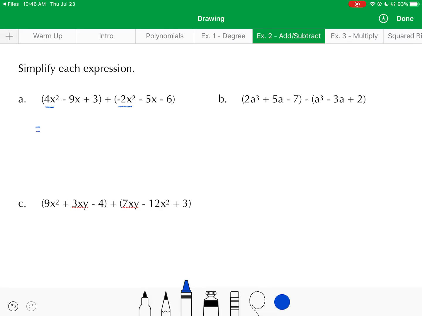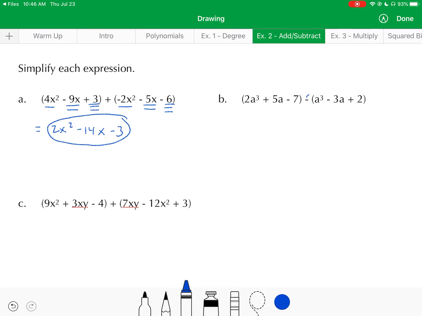They're going to add to 2x squared. Then these are like terms. They're going to add to negative 14x. And then the constants are like terms. They're going to add to negative 3. There's your resulting trinomial.